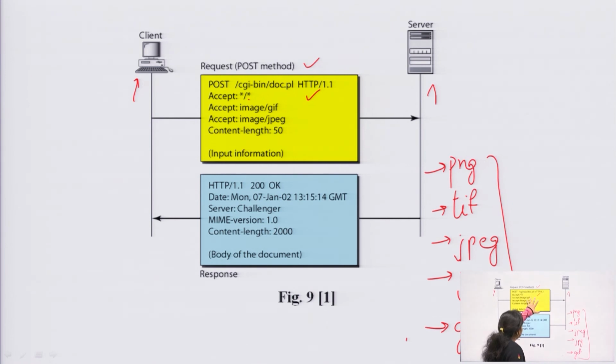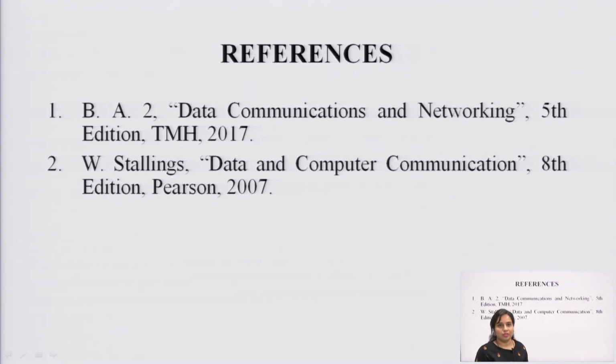Also, I have written that GIF and JPG is acceptable. Then 4 lines of header will be there. So, the content length will be 50 and this will be the input information. Now, in case of this response, HTTP version 1.1 is used, and this is the date which is mentioned over here. Server will be mentioned, this is MIME version. This is content length and this is the body of the document. So, this is the request and response method related to the previous example.